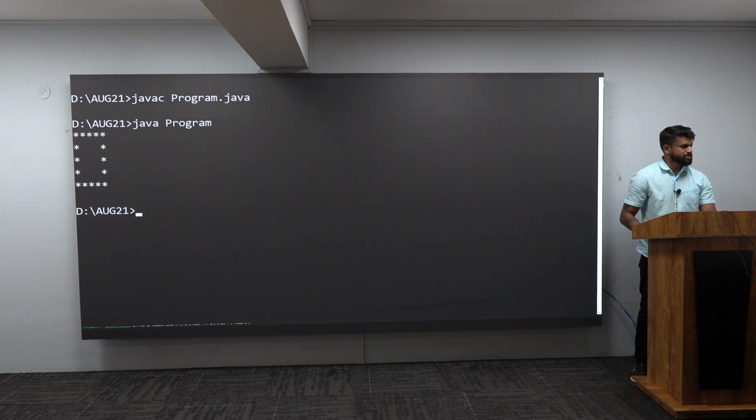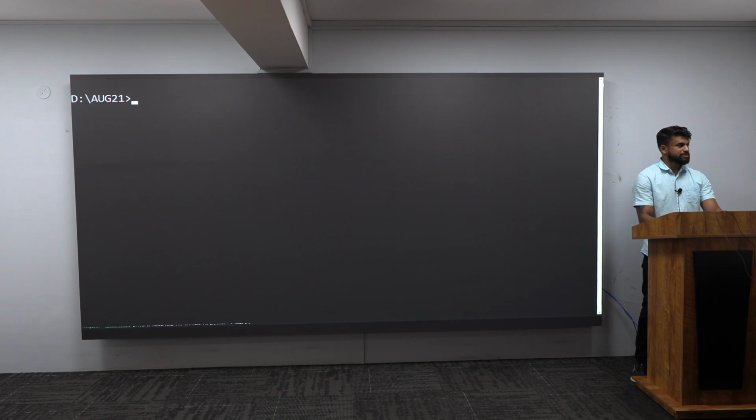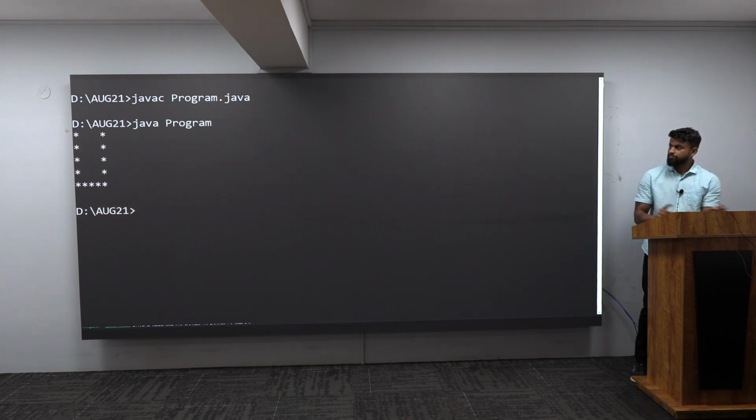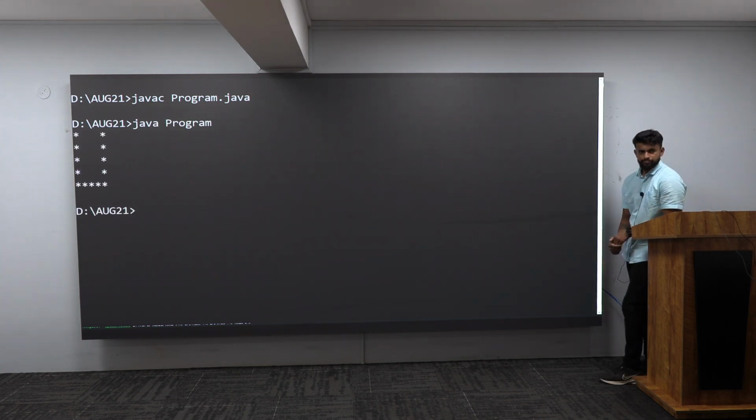Here is my operating system. Let me clear the screen. Very good. So let me compile it. This is how I will compile it. Very good. And let me execute it. And this is how I execute it. 100% that is my pattern. Quite easy now. Very good.